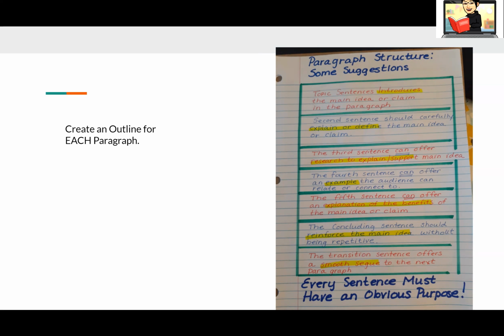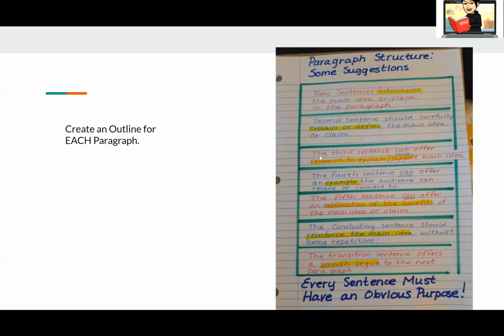The fifth sentence can offer an explanation of the benefits of the main idea or claim. It kind of works like a concluding paragraph of the essay. The concluding sentence should reinforce the main idea without being repetitive. Don't repeat sentences, don't repeat ideas. And finally, your last sentence needs to transition or offer a smooth segue to the next paragraph.